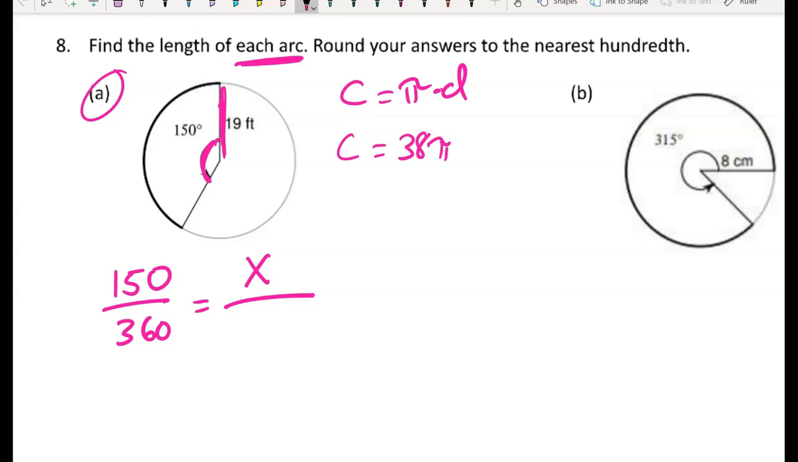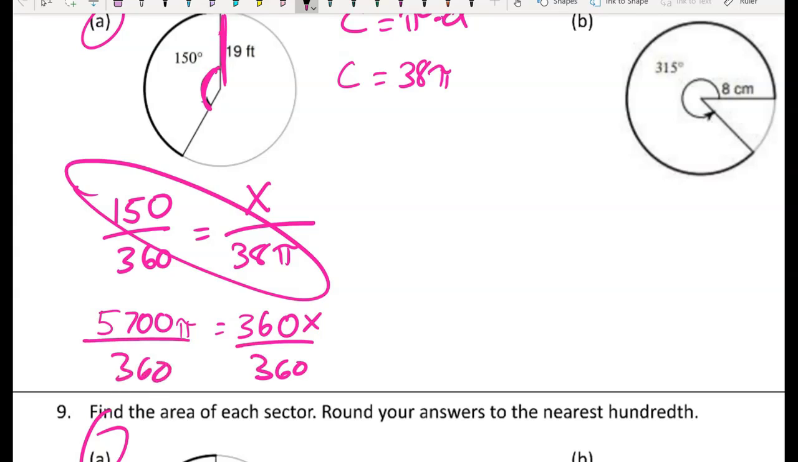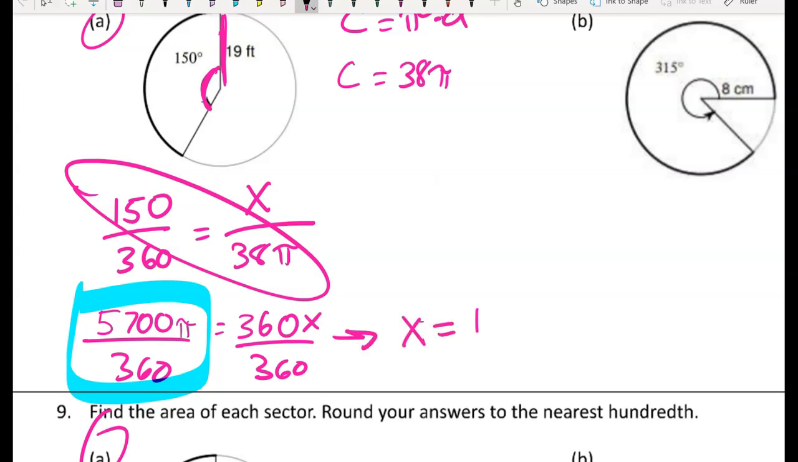Again, if I cross multiply, I take 38 pi from that denominator and multiply it by 150. 150 times 38 is 5,700. You can multiply out the pi if you want to, because we're going to have to round anyway, but it doesn't matter at this point. I'm going to divide out the 360. And then I'm just going to type this straight into my calculator and round it to the nearest hundredth, so 2 decimal places. So my arc length is about 49.7 feet.